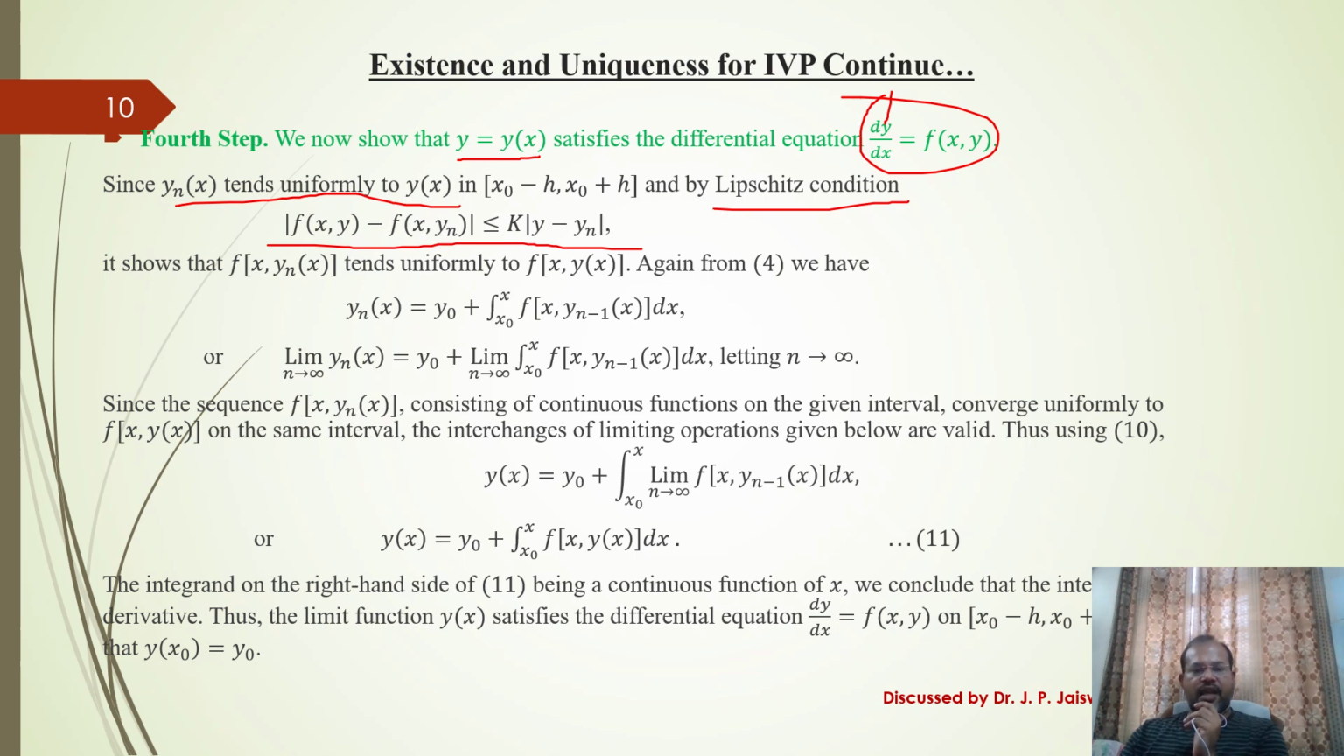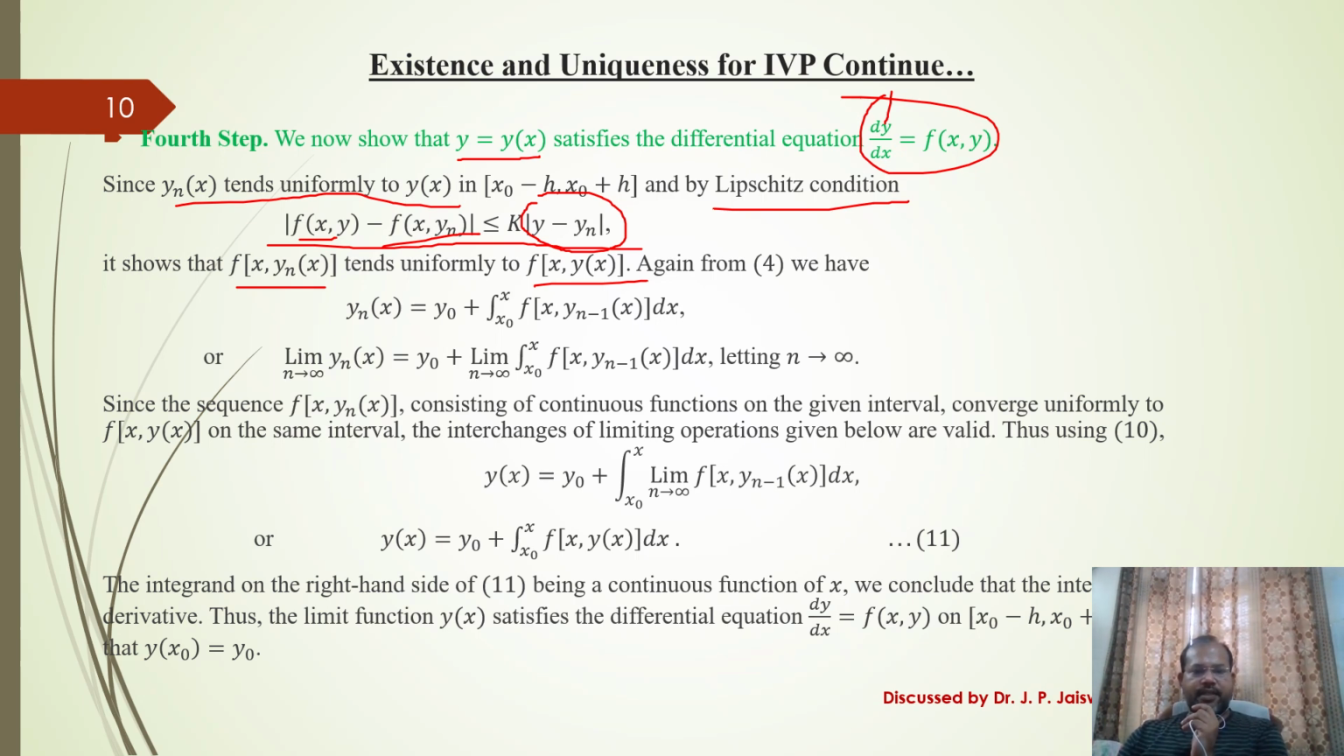If you take n tending to infinity, yn becomes y, so this becomes 0. So |y - yn| becomes less than or equal to 0, basically 0. So f(x,yn) converges to f(x,y). This also converges uniformly to y because it does not depend on x.